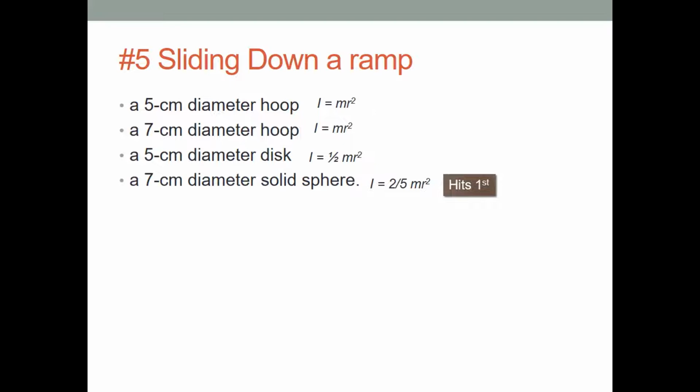Solus, what comes next? Disk. Okay. Again, it doesn't matter that it's 5 centimeters because radius doesn't matter. So disk is second. The 5 centimeter hoop and 7 centimeter hoop are last. They'll be the same, so it's a tie. These two are tied for third.